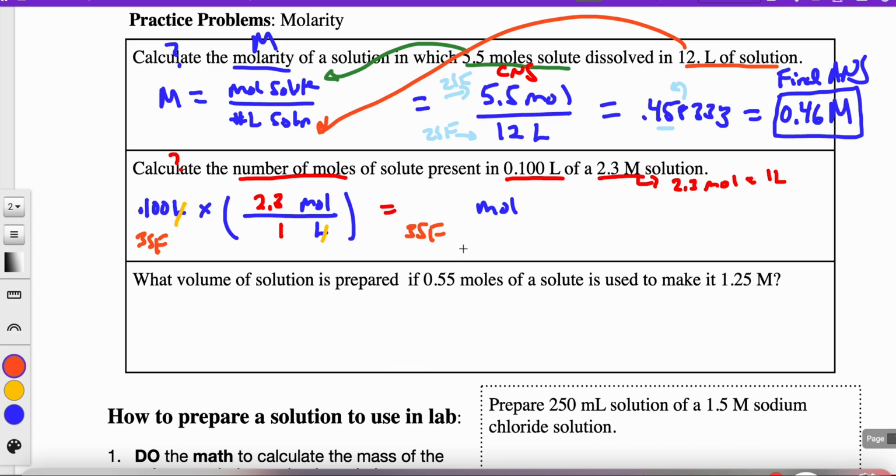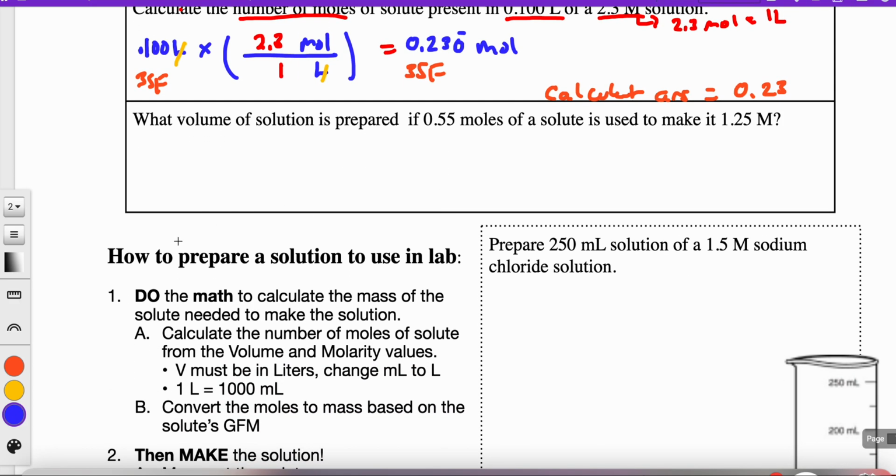When you put it into your calculator, the answer is going to be 0.23, but that's only 2 sig figs. So you have to be smarter than the calculator. The final answer here would be 0.230 moles, because leading zeros are never significant, but trailing zeros are. So 0.230 moles to maintain sig figs.